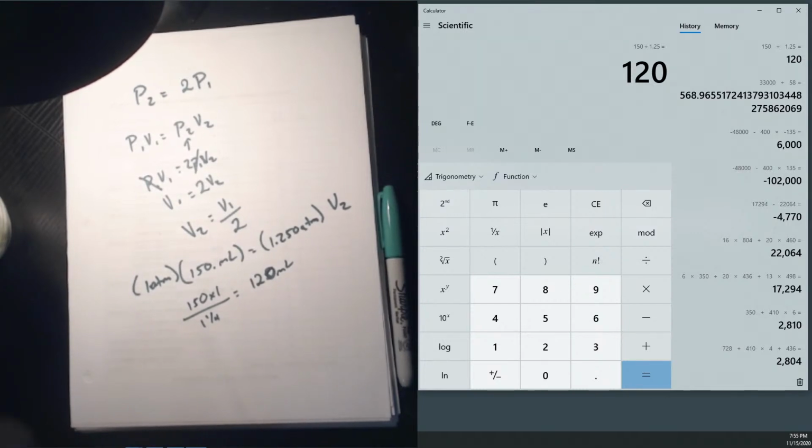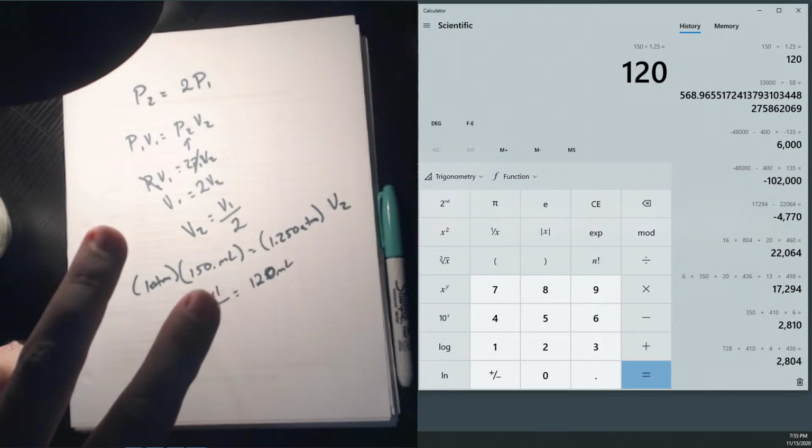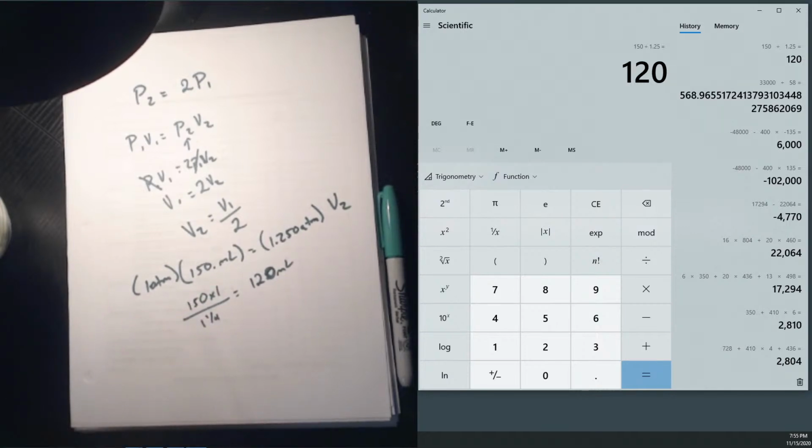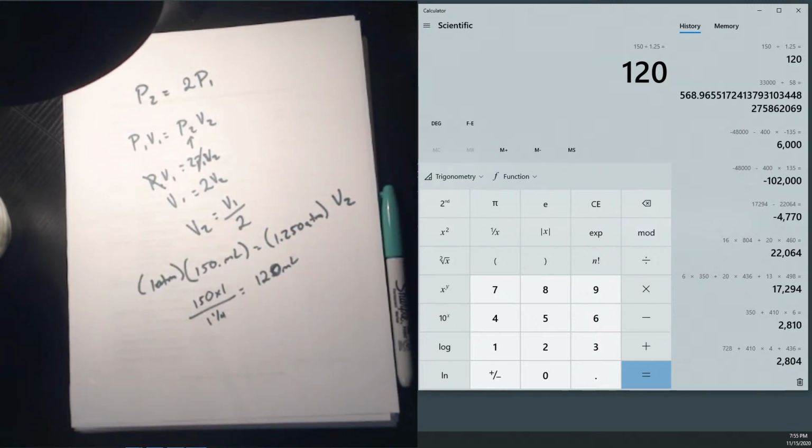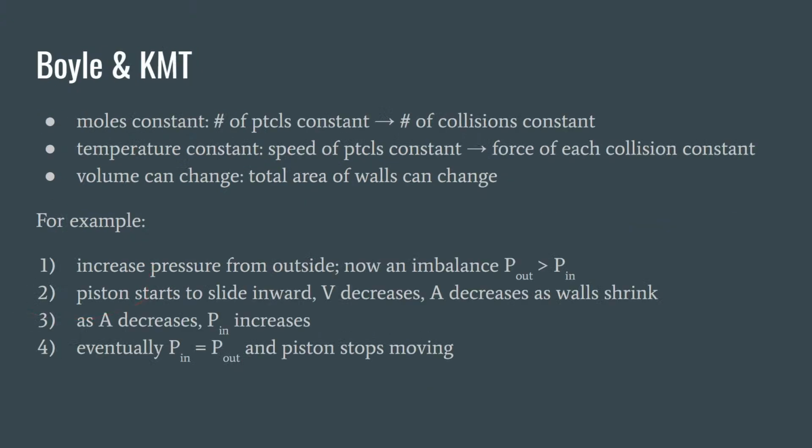You identify your initial and your final conditions, and you look for the one that's missing. So in this case, we were looking for the final volume. All right, so let's continue. Kinetic molecular theory, explaining Boyle's law.